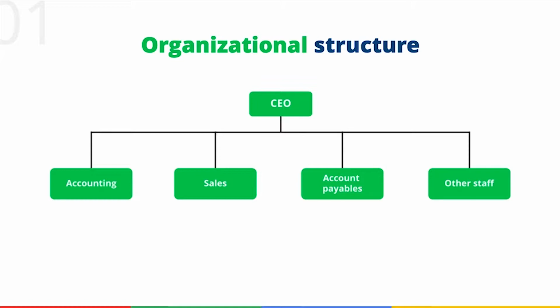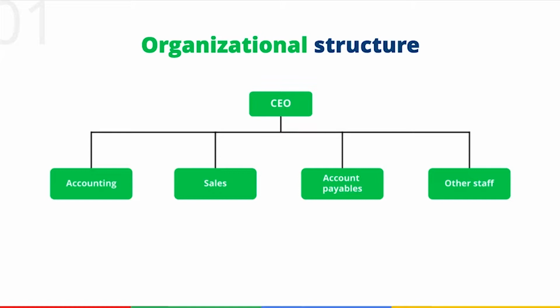And this is a small startup that we are looking at, not a lot of employees. So the CEO has a dedicated accountant or accounting personnel reporting directly to him. Other than that, there's a salesperson looking after all the sales activities. Then you have your accounts payable section, which takes care of all the bills and all the payables, the bills that need to be paid off to their vendors.